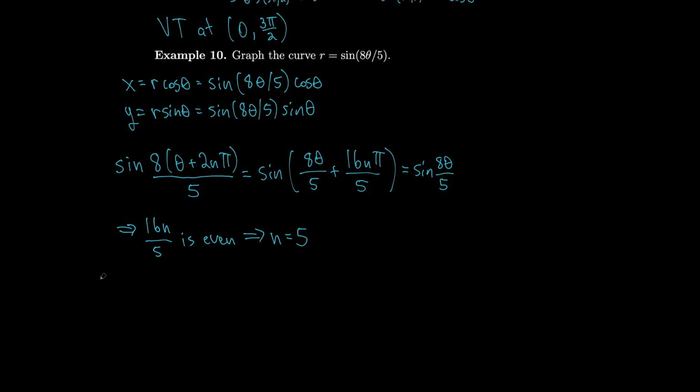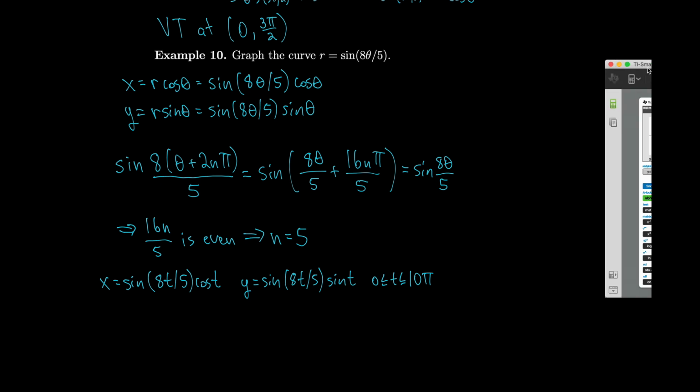So this means that we can plug into our calculator the equations x equals sine of 8t over 5 cosine t, y equals sine of 8t over 5 sine t, where t ranges from 0 to 2 pi. Sorry, 0 to 10 pi, because we're plugging in 5 for n.